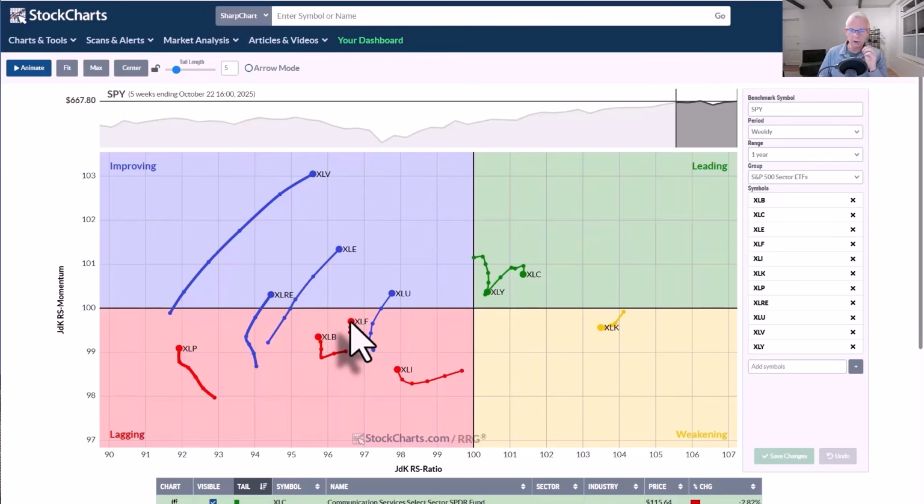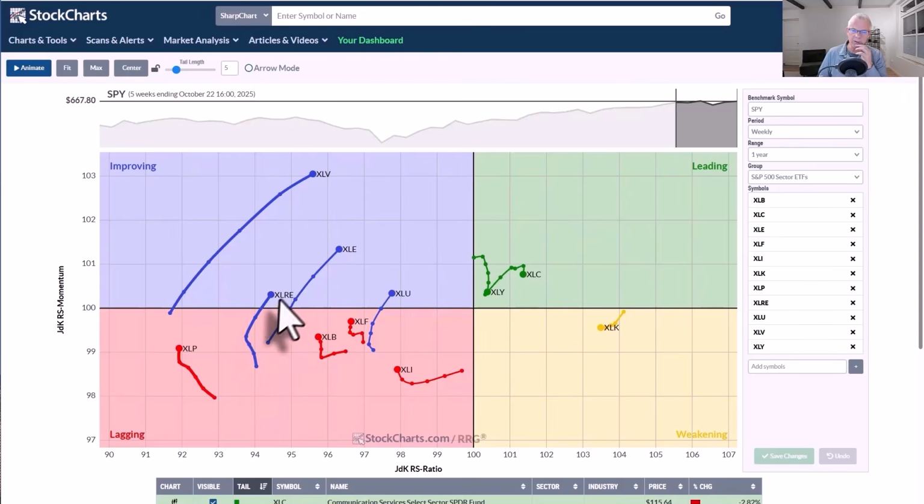Financials, not at all. Inside the lagging quadrant, look at how short this tail is, underperformer. Materials, same story. Inside lagging, look at how short this tail is, a little bit of a hiccup, but no material move in favor of either of those sectors. So they remain underperformers. If we look at energy, that is a sector that is definitely also improving. Look at the length of that tail, that's improving. So that I have in my framework also labeled as improving.